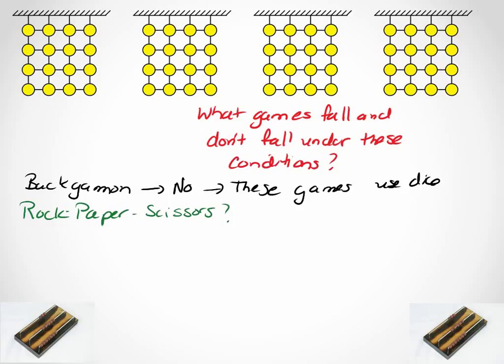Rock, paper, scissors. Is everyone familiar with this game? Yes. That's how you decided to take my class, right? So what do you think? Does that fall into the category of a combinatorial game? And if it doesn't, why not?